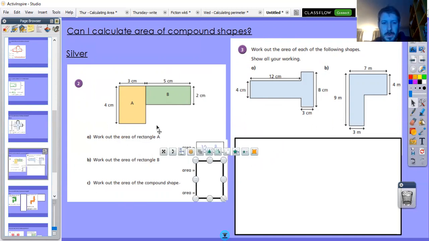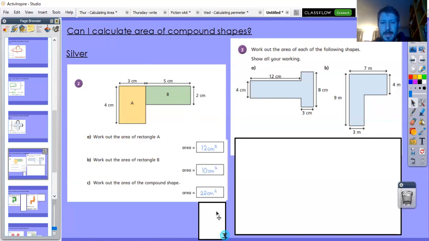Okay, with this one, we got 4 times 3, which was 12. And then the area of this one was 5 times 2, which was 10. And then add those together and you've got 22 centimeters squared.